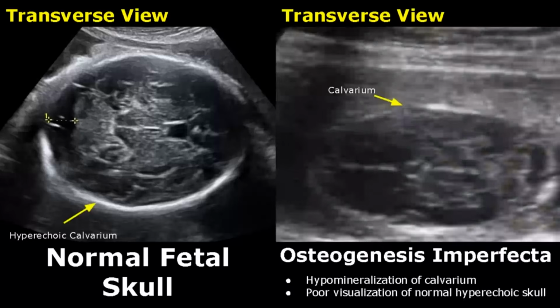In a fetus with osteogenesis imperfecta, hypomineralization of calvarium occurs. We do not see the normal hyperechoic skull here. It is because the mineralization of calvarium is not adequate.